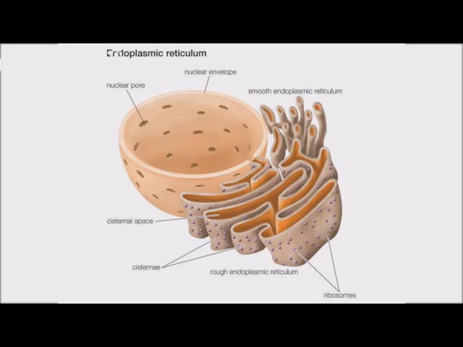Ribosomes are small, round structures present either in a free state in the cytoplasm or attached to the endoplasmic reticulum. These are not bound by any membrane. They make proteins in the cell. They are also called protein factories of the cell.